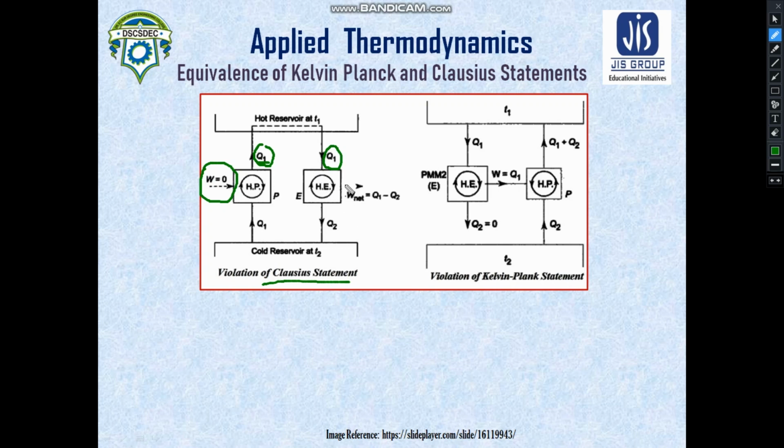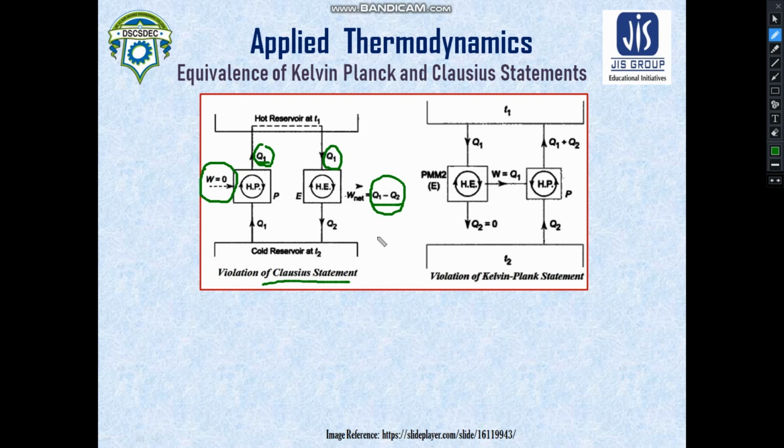Okay, and it is delivering some work. It is delivering W net work, which is equal to Q1 minus Q2. So now understand that when this heat Q1 is taken as the heat input for this engine, you can understand that the source has become redundant. That means there is no application of the source. You don't require the source now because this heat is enough to feed this heat engine.